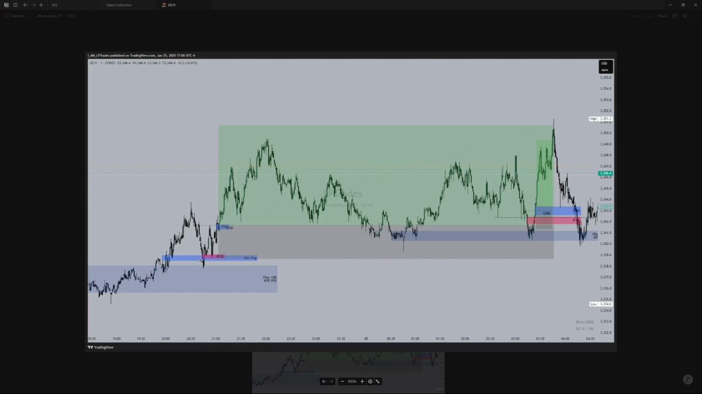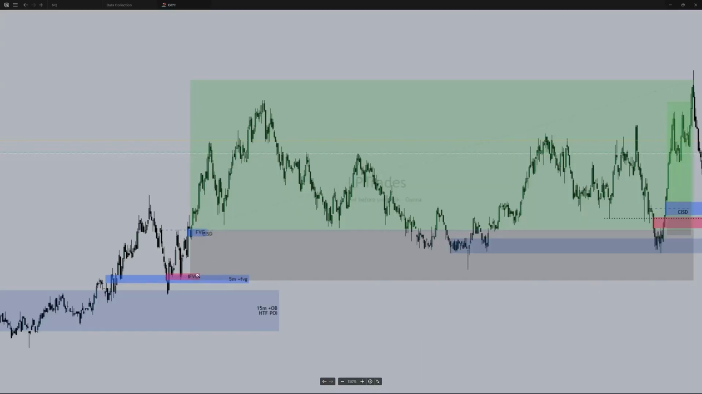I could use that inverse fair value gap here. I waited for a change in state of delivery, but I would have gotten this a lot earlier when we inversed the gap, and then it would have worked. But I needed 3RR. That's why it's like this. Just ignore the first play. This isn't really a good play.